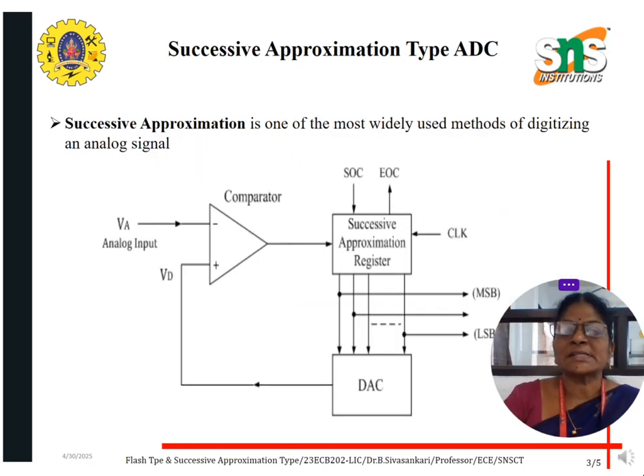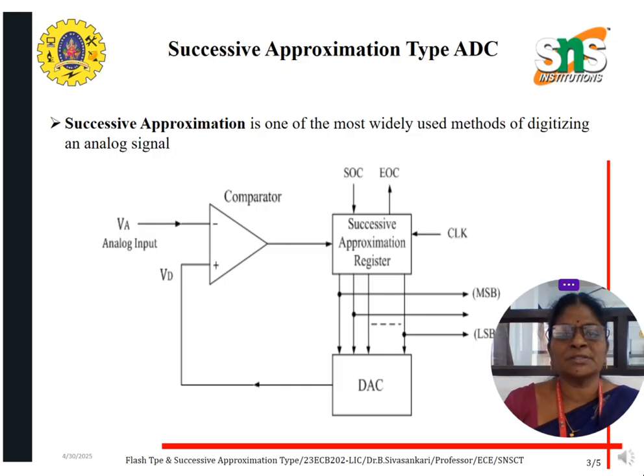The next one is successive approximation type ADC. Successive approximation is one of the most widely used methods of digitizing an analog signal. We can see the circuit diagram of the successive approximation register. Once a register is available in any circuit, we need clock pulses. The only difference between the previous flash type and this one is that we are using clock pulses here.